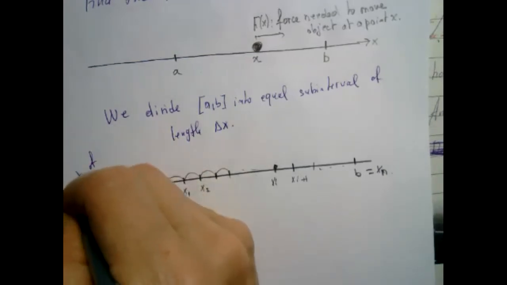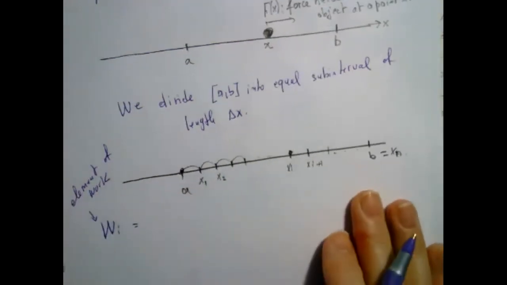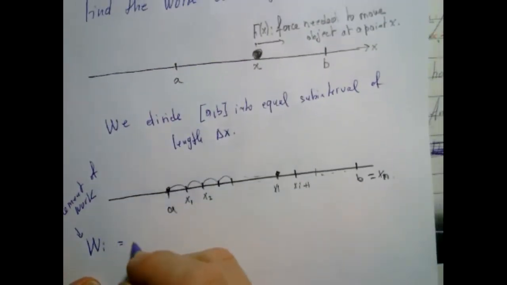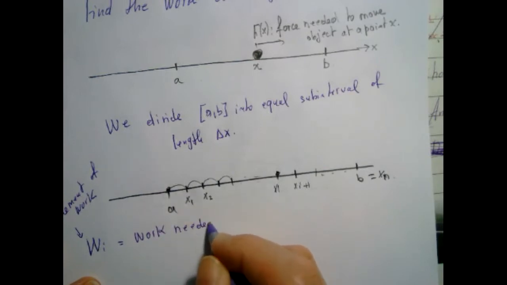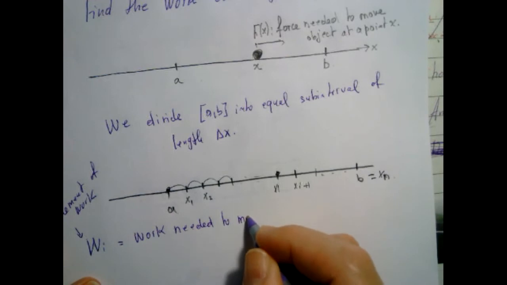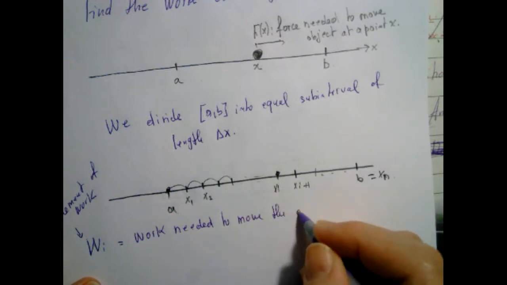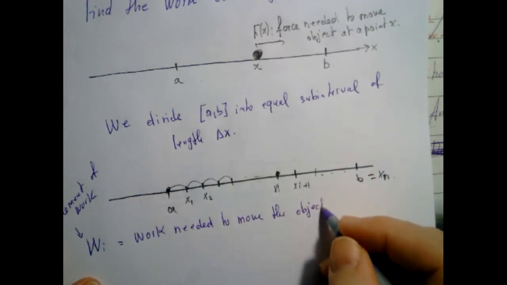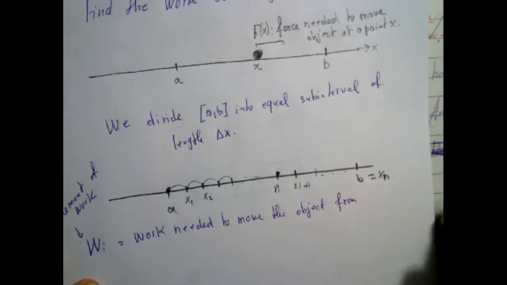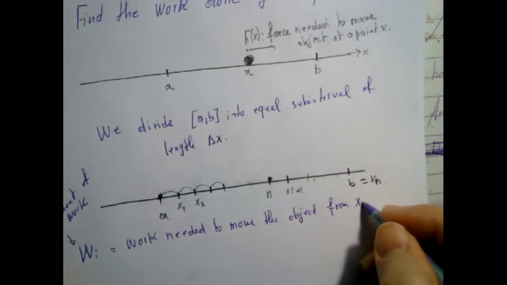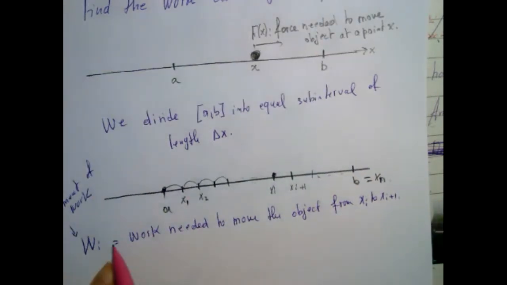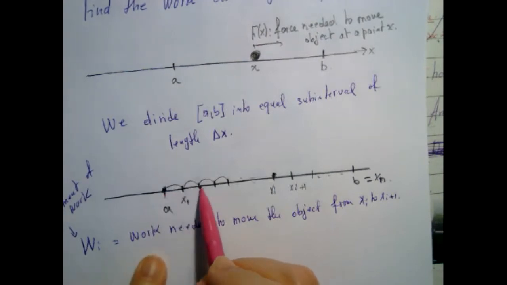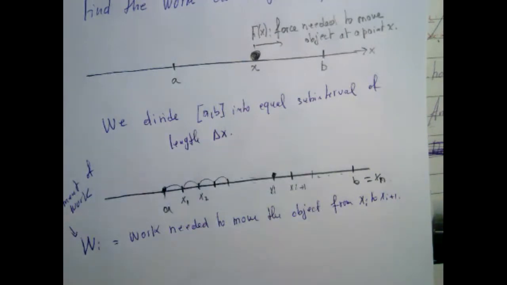Element of work in a lot of physics books. All right. So we're going to call Wi the work needed to move the object from xi to xi plus 1. Okay, so W0 to move it from here to here, W1 to move it from here to here. Now, what's the work needed to move the object from xi to xi plus 1?